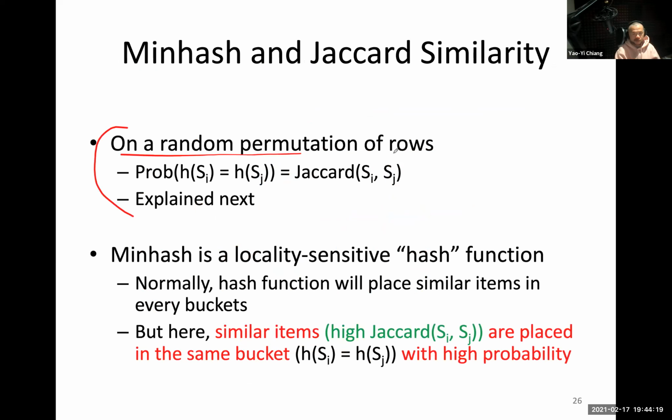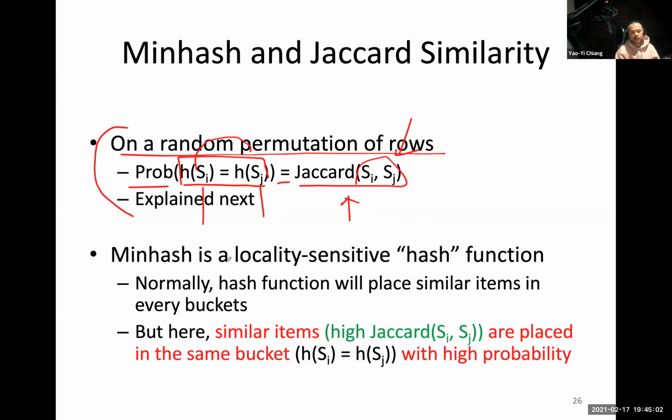On a random permutation of rows, just like what we did, we assert that the probability of the signature of two documents being the same, so it's important here, the signature of this document is the same as this document, is equal to the Jaccard similarity between these two documents. Okay, this is super cool. That means if we want to calculate the Jaccard similarity, we don't need the entire document. We only need to look at the signatures and see if they're the same.